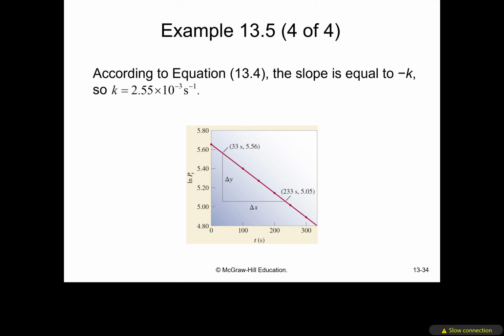So this is the graph. This is what it would look like if you were to graph that table. And you see how we have the straight line with the negative slope.